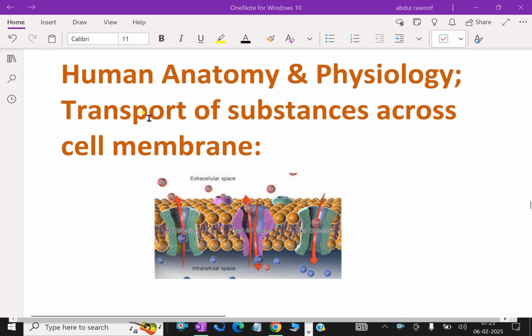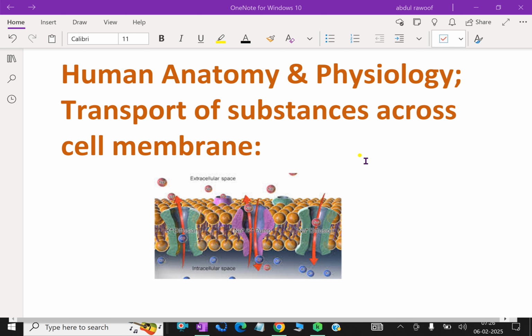In that, let's discuss transport of substances across the cell membrane, how it happens. The structure of the plasma membrane provides it with the property of selective permeability, meaning that not all substances can cross it. Those that can do so in different ways depending on their size and characteristics.